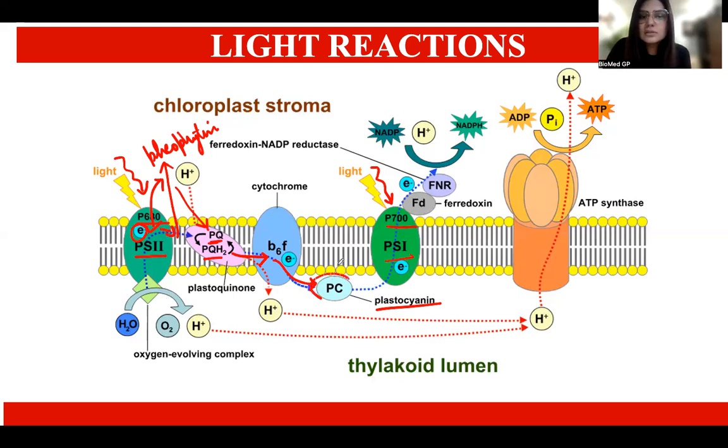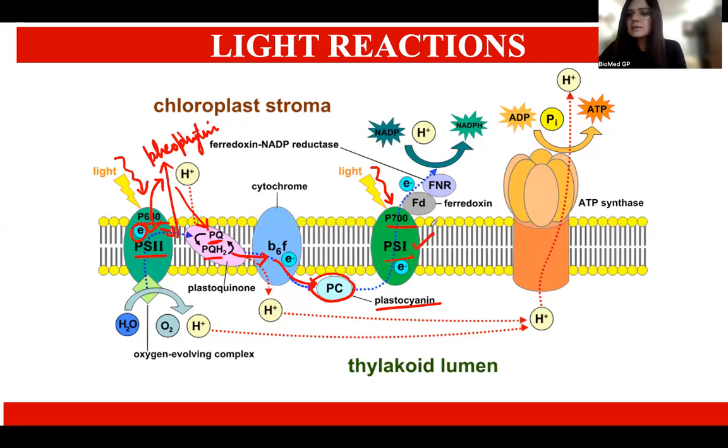So for now, just remember that in photosystem 2, when light falls on it, there is an excitation of the electron. The electron goes into its excited state. This electron is then transferred to pheophytin, then it goes to plastoquinone, then it goes to cytochrome, and then it goes to plastocyanin. Now, what happens to the electron in the plastocyanin? We will come back to that.